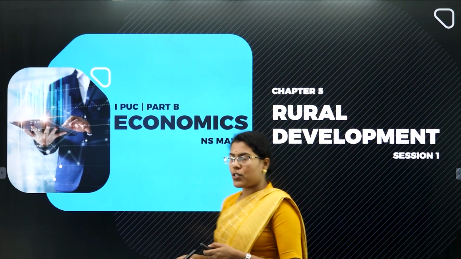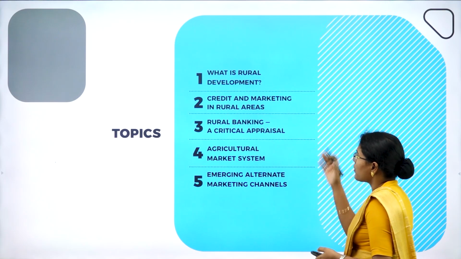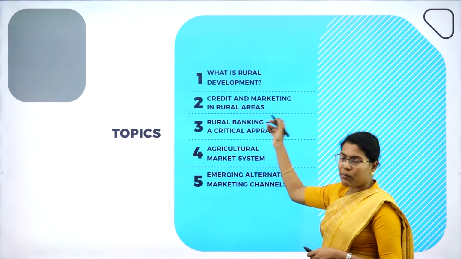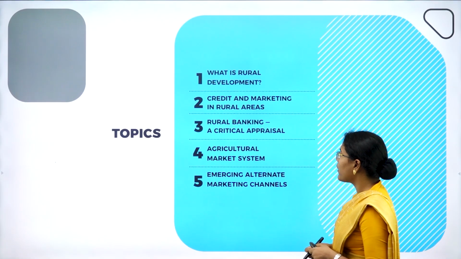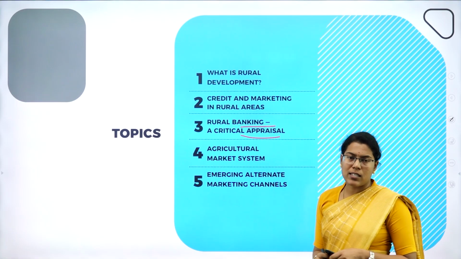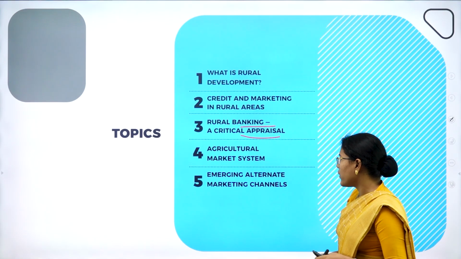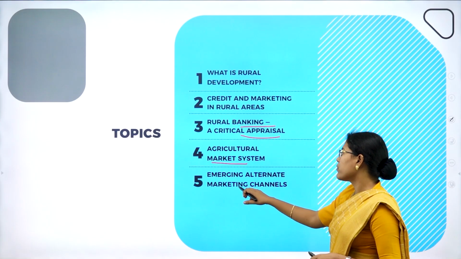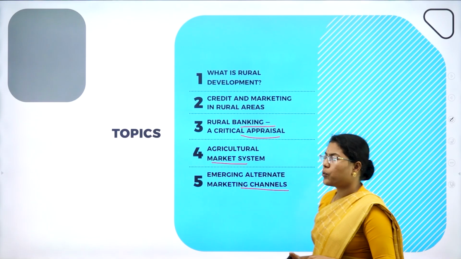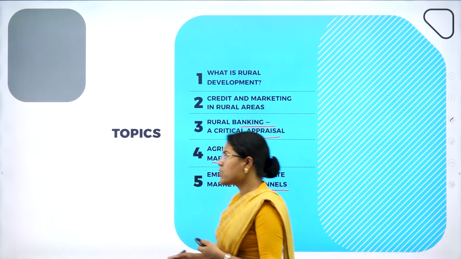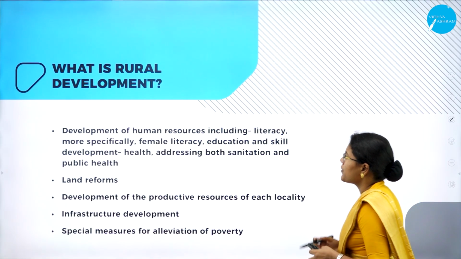So in today's session we will be discussing what rural development is all about and how the credit and marketing system in rural areas works. Then what is rural banking and how the banking system in rural areas is, as well as how the agricultural market system is and some of the marketing channels that the rural areas of India have. First, let us discuss what rural development is all about.